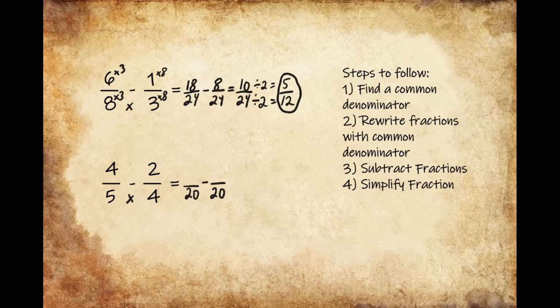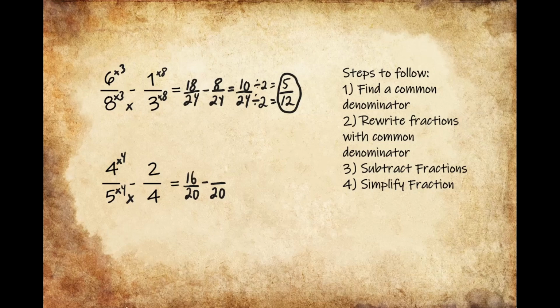And remember, when we're rewriting fractions, whatever we do to the bottom, we have to do to the top as well. And we know that we had to multiply 5 times 4 to get 20. So we're going to go ahead and multiply the top number by 4 as well. And 4 times 4 gives us 16.